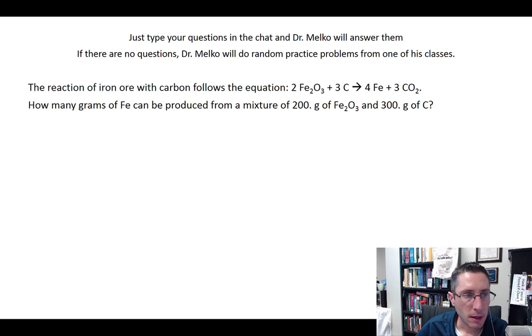Probably not. So here's a limiting reactant one. I know it's a limiting reactant, so let's first quickly talk about how I would identify this as a limiting reactant problem. How do I know it's not just a regular stoichiometry problem? I can still identify this as asking for grams of iron.